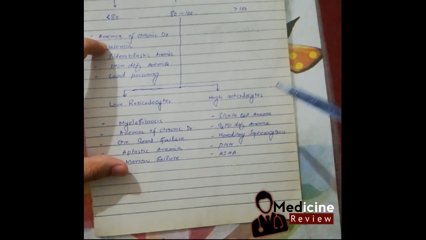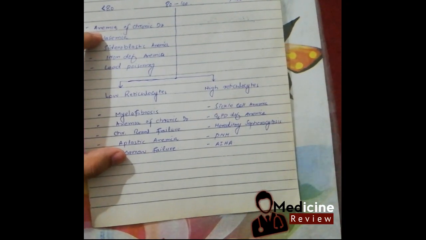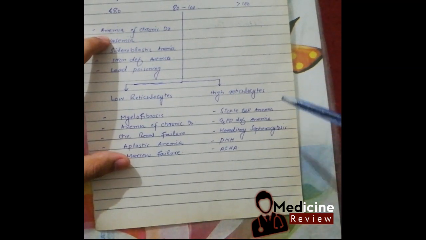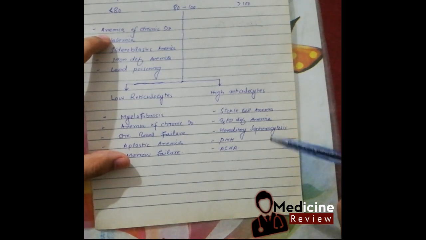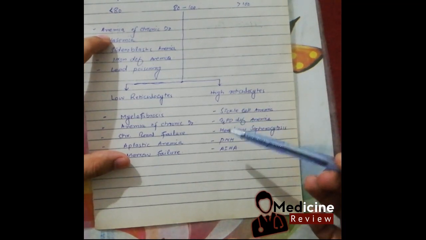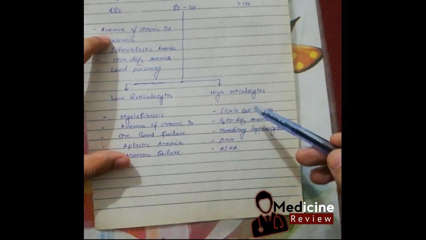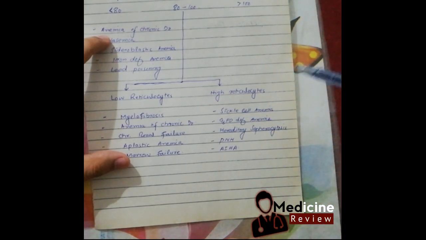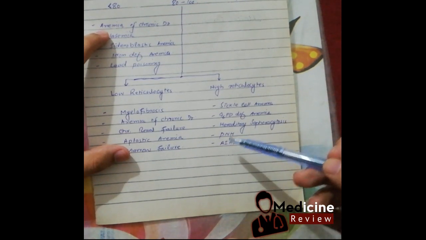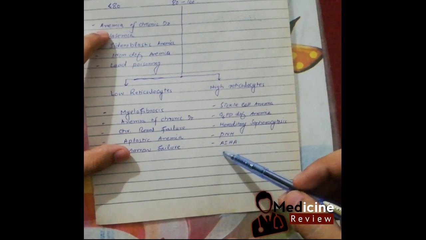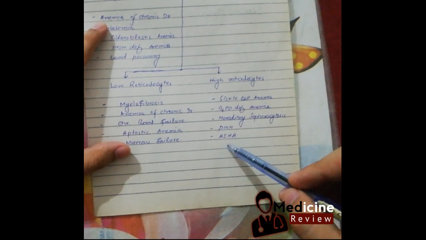Now let's go to where the reticulocyte count is increased. These are all types of hemolytic anemias, which I remember through a mnemonic: "Sexy Girls Have Personal Assistant." Sickle cell anemia is a hemoglobin disease of the red blood cells, where RBCs get destroyed. G6PD deficiency, hereditary spherocytosis, paroxysmal nocturnal hemoglobinuria, and another very important one is autoimmune hemolytic anemia.